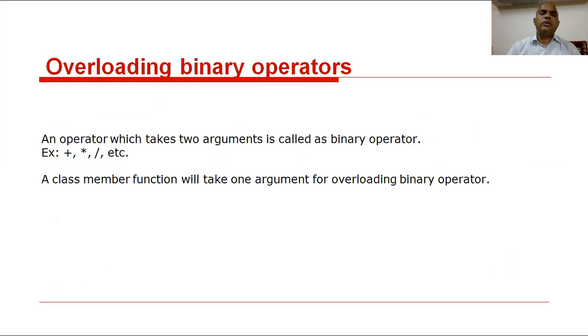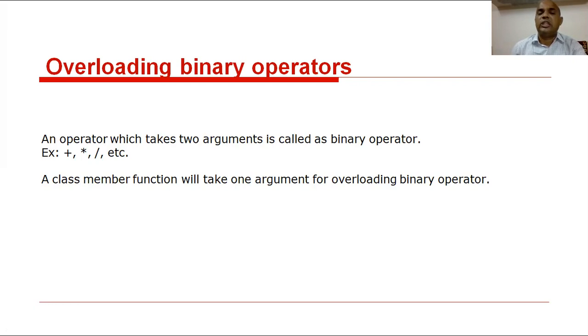Okay, clear? Next is overloading binary operators. Already we discussed the first example, the binary operator plus. Here n3 equal to n1 plus n2. How many operands are there? Two operands, n1 and n2. Clear? The plus symbol is the overloading operator. An operator which takes 2 arguments is called a binary operator. This is an online assessment question: an operator which takes 2 arguments is called a binary operator. Clear?